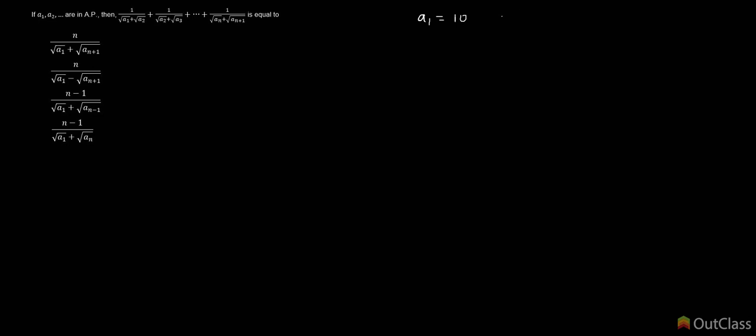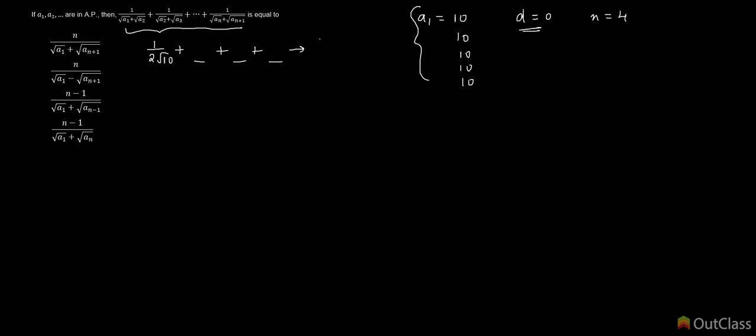A1 is equal to 10 and the common difference is 0, and I'm going to take n is equal to 4. So basically A2, A3, A4, A5, that is all I need, because n plus 1 is the last term. So then my given expression will become 1 by 2 root 10 plus 1 by 2 root 10 plus 1 by 2 root 10 plus 1 by 2 root 10. They're all the same because all the terms in this AP are equal, because we have a 0 common difference. So the expression, according to my assumption, should evaluate to 4 by 2 root 10.